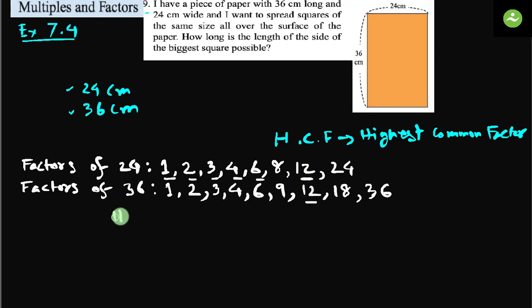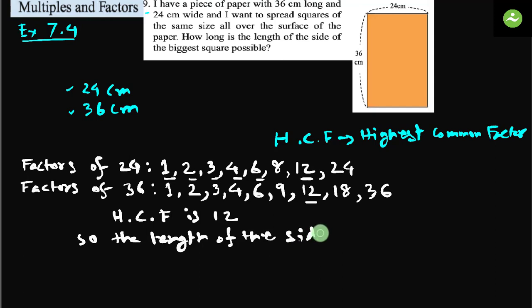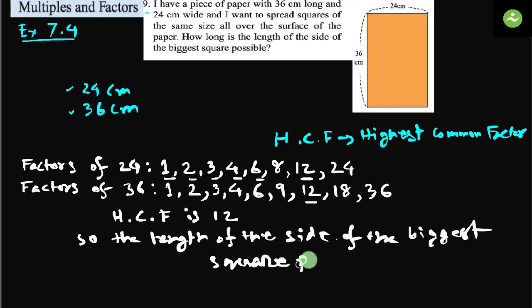So we can write HCF is 12. So the length of the side of the biggest square possible is 12 centimeter. This is the answer.